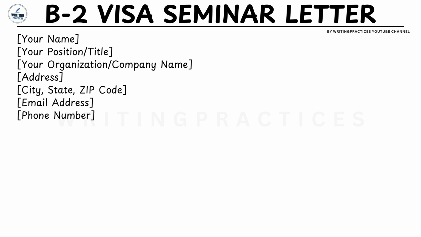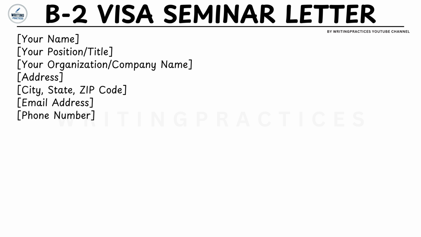Sender's information. The letter begins with your own details as the sender. You'll want to include your full name, your position or title, your organization or company name, your full address, your city, state, zip code, your email address, and your phone number. This section establishes who you are and your authority to issue the invitation. The embassy or consulate must be able to confirm that the request is coming from a credible source.